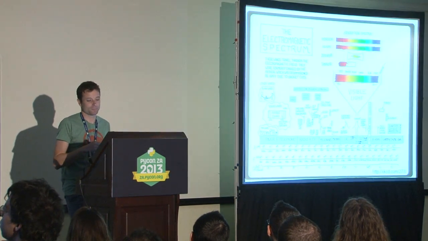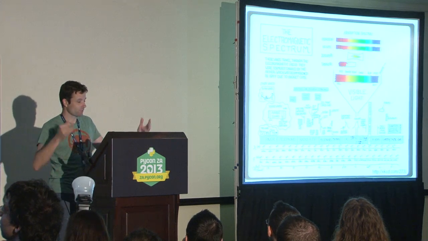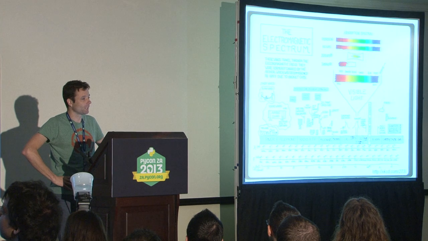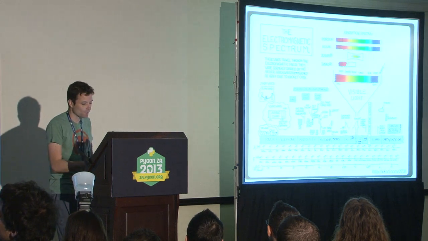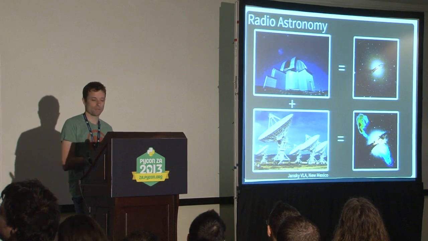But the thing with optical astronomy is it's only a little tiny piece of the puzzle. If you look at the visible light in the electromagnetic spectrum, we really are not seeing a lot of what's out there. So we need to go further. And that's where radio astronomy comes in, and other types of multi-wavelength astronomy.